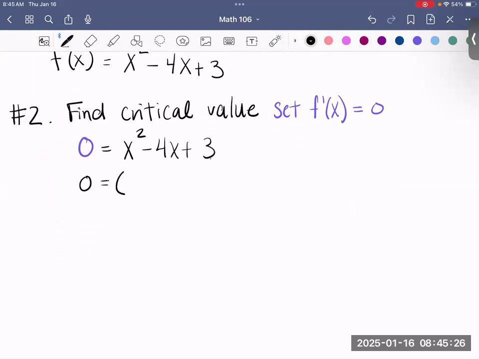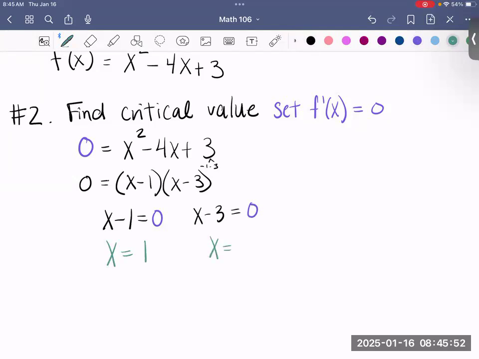So factors of 3: 1 and 3, they both need to be negative in order to get to the negative 4. And then when we multiply them back together, it gets us to a positive 3. Now, this is fully factored. Now we want to go ahead and solve. We can set it equal to 0. Therefore, x is equal to 1 and x is equal to 3. These are your critical values. So this is where the slope of your tangent line is horizontal.